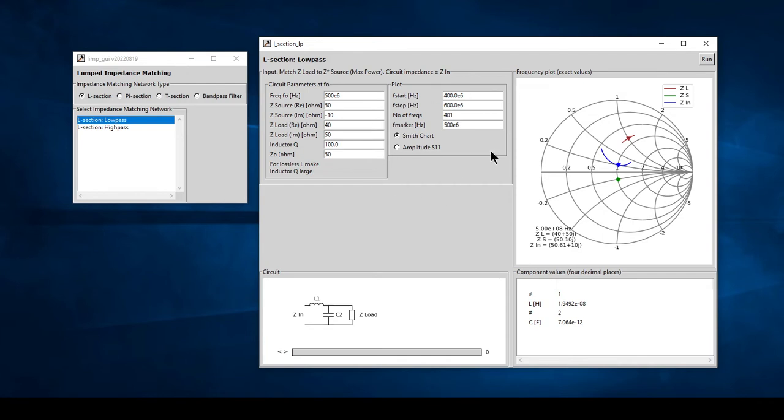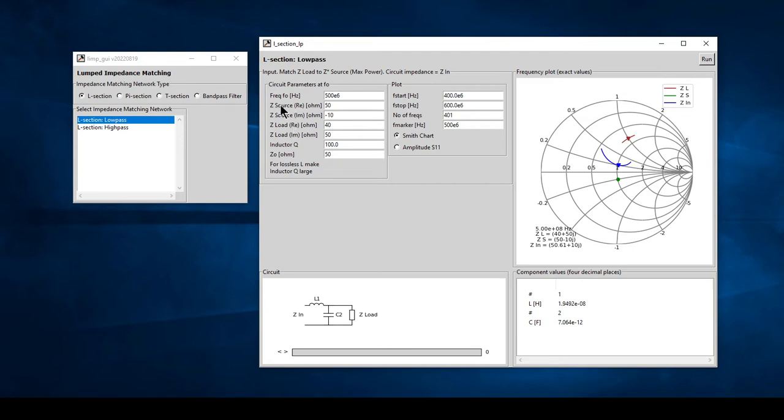We have 4 windows here. So this is your input window, all the input parameters. This is your plot of your simulation, the Smith chart or the amplitude you can select. This is your circuit diagram, and these are your component values. The frequency plots are using the exact values, and your component values are truncated to 4 decimal points. Right, the input, we have the frequency, we have the source and the load, complex impedances.